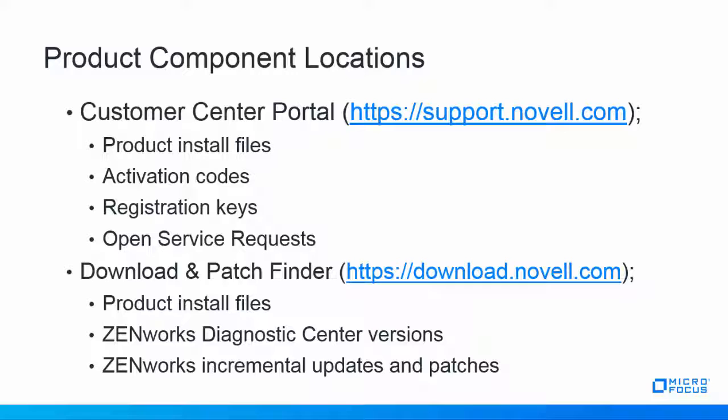Some of the product component locations, the customer portal at support.novell.com. You can find product install files, activation codes, registration keys, and can open service requests if necessary. Download and patch finder at download.novell.com. You'll find the product install files, the ZENworks Diagnostic Center versions, and the ZENworks incremental updates and patches. This concludes our ZENworks Configuration Management 2017 migration video demonstration.